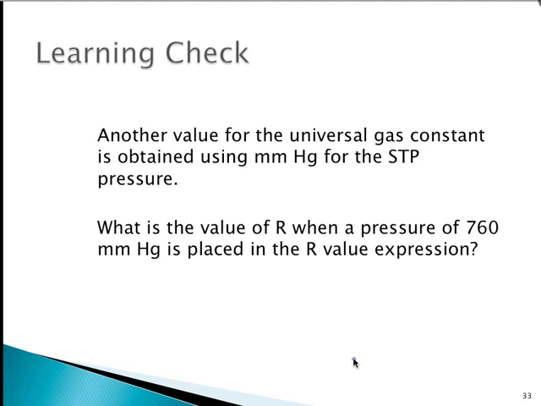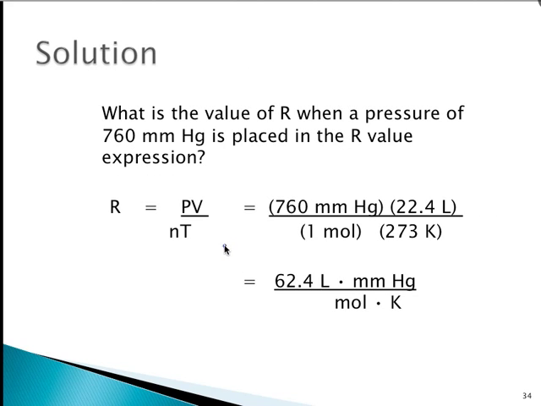Cool. So, how much do we know? What is the value of R when we substitute in a pressure of 760 millimeters mercury? Take a minute, see if you can do it. Did you pause it really? All right. Set up the same way. Instead of 1 atmosphere, you use 760 millimeters mercury. So we come up with a second value for the universal constant, just with different units: 62.4 liters millimeters mercury over mole Kelvin.